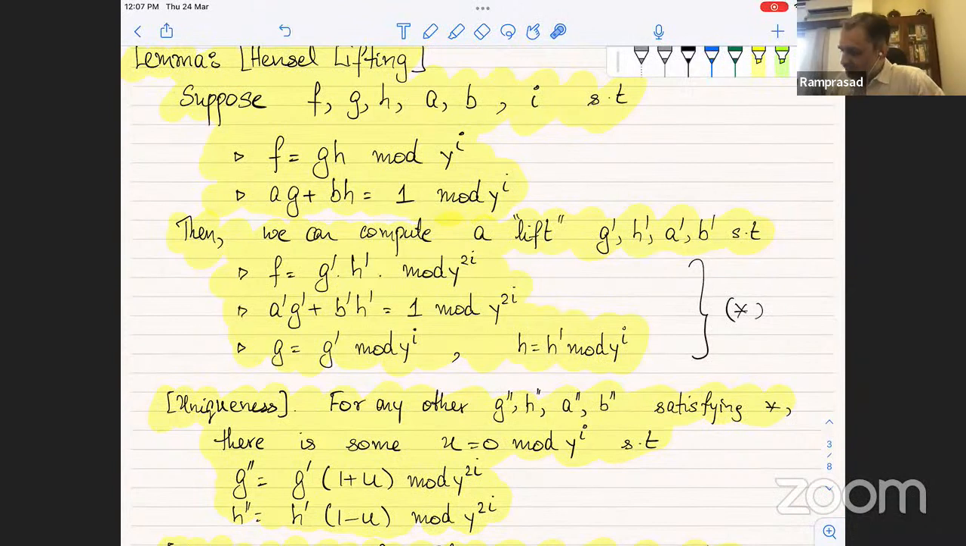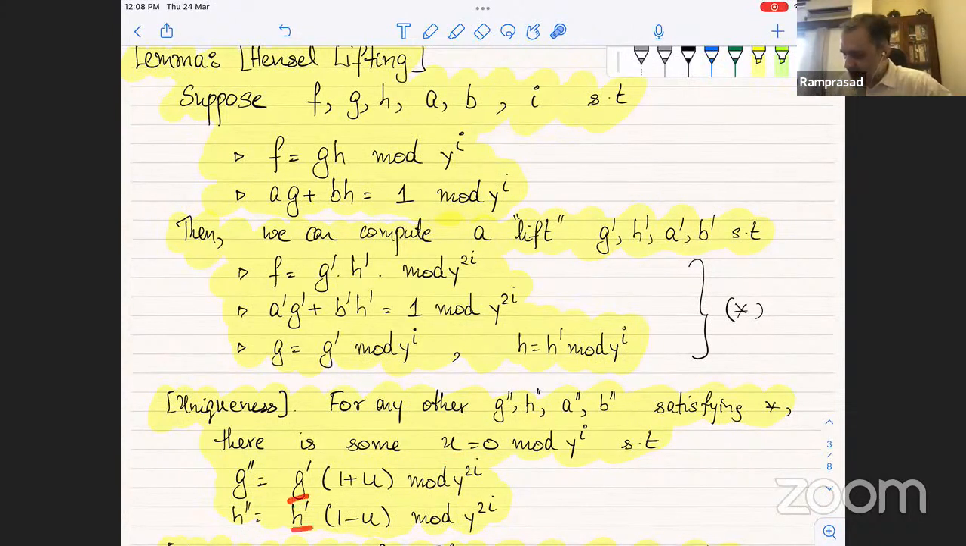Suppose we call anything that satisfies star a valid lift of the input data. Let's say I compute one possible valid lift, which is g prime, h prime, a prime, b prime. And maybe somebody else computed a different lift, which is g double prime, h double prime, a double prime, b double prime. Then there is a sense in which we are both computing the same thing: your g prime and my g double prime are related by a factor of 1 plus u, and h prime and h double prime are related by a factor of 1 minus u, where u happens to be 0 mod y power.